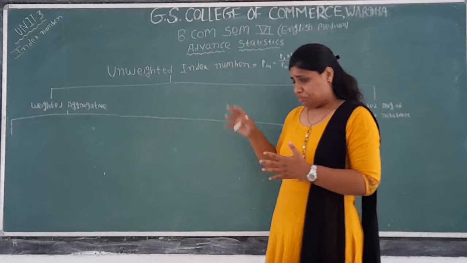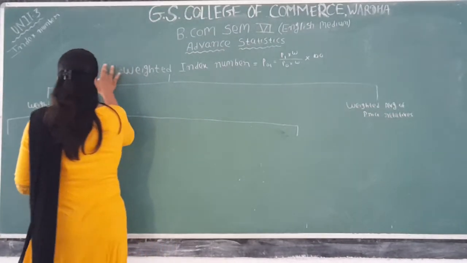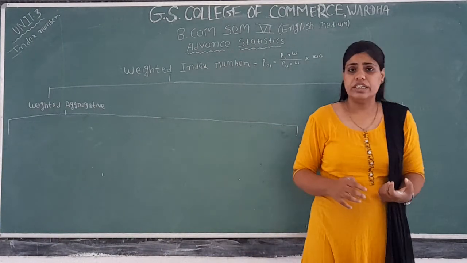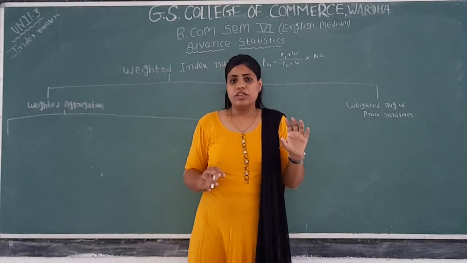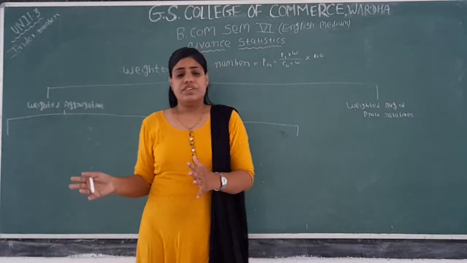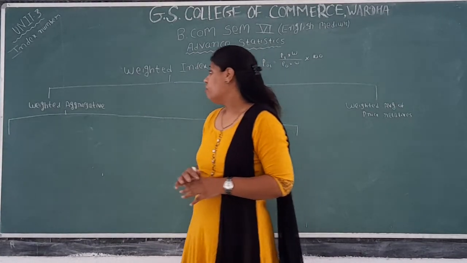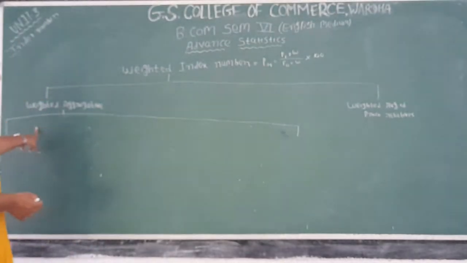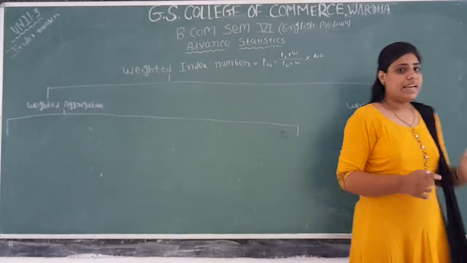But now, in weighted index number, we are going to give weight to each and every commodity. If the commodity is more important, it will get different weight. If the commodity is less important, it will get different weight. So when we talk about the computation of weighted index number, again we have two different methodologies. First one is weighted aggregator index number and second one is weighted average of price relatives.